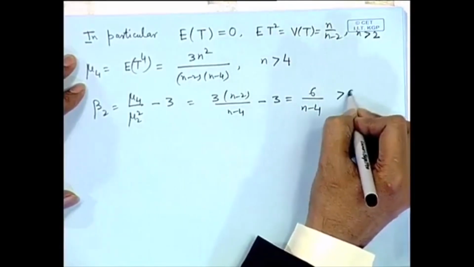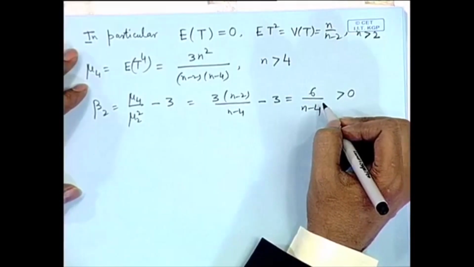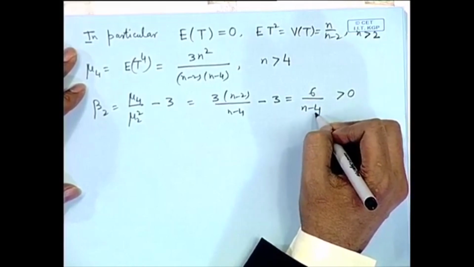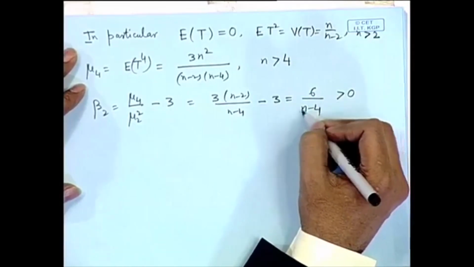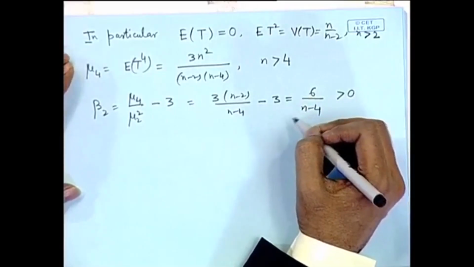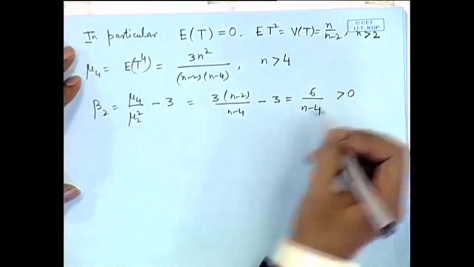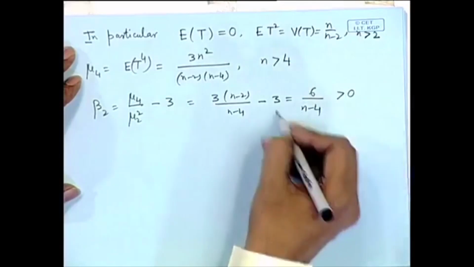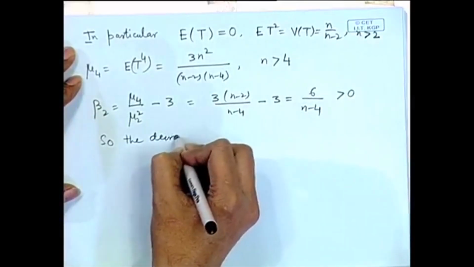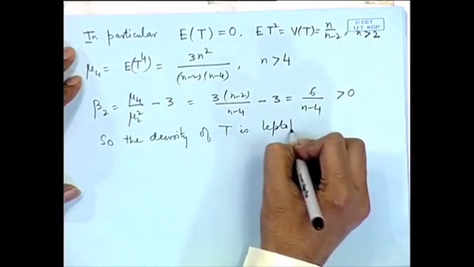So, obviously, this is positive because we are considering n to be greater than 4, but you can observe here that if n becomes sufficiently large, then this number becomes small, and that means the kurtosis moves towards normality as n becomes large. In general, it is leptokurtic. Density of T is leptokurtic.